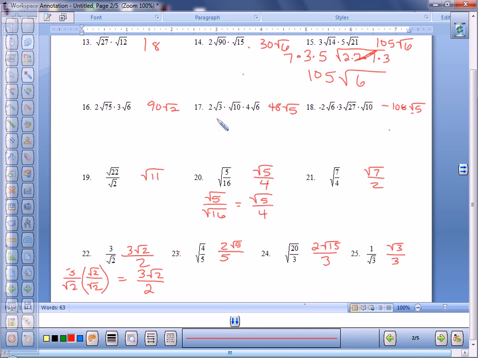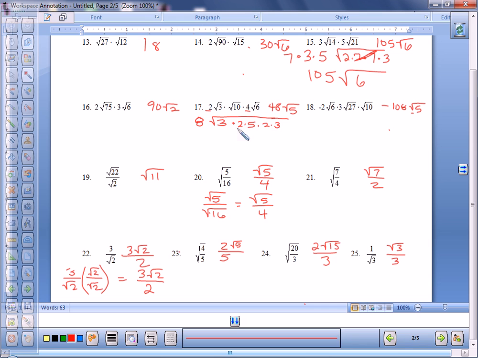Okay, so if we look at 17, let's go ahead and take care of our integer parts first. And that gives us 8. And then under the radical, we have a 3. 10 can break down into 2 and 5. Will the 2 help us? Yes, because there's a 2 and 6. So let's go ahead and break down the 10. And 6 can be broken down into 2 times 3.